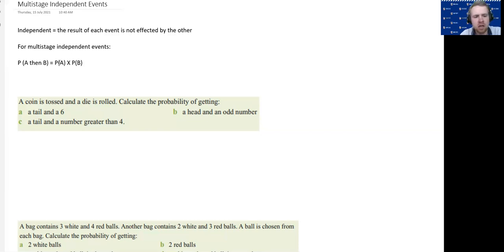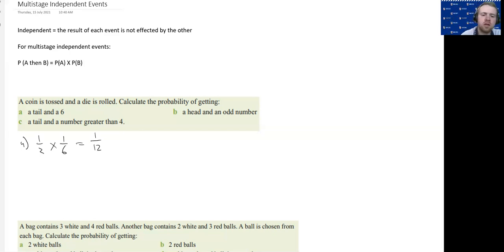But here, let's look at an example. A coin is tossed and a dice is rolled. So two simple events. Calculate the probability of getting a tail and a 6. All we need to do to calculate this is multiply the probability of the tail by the probability of rolling a 6. So you've got 1 out of 2 for tossing a coin, multiplied by 1 out of 6 for rolling a 6 on a standard 6-sided dice. And that's going to be 1 out of 12. Okay, just multiply top with top, bottom with bottom when you're doing fractions.